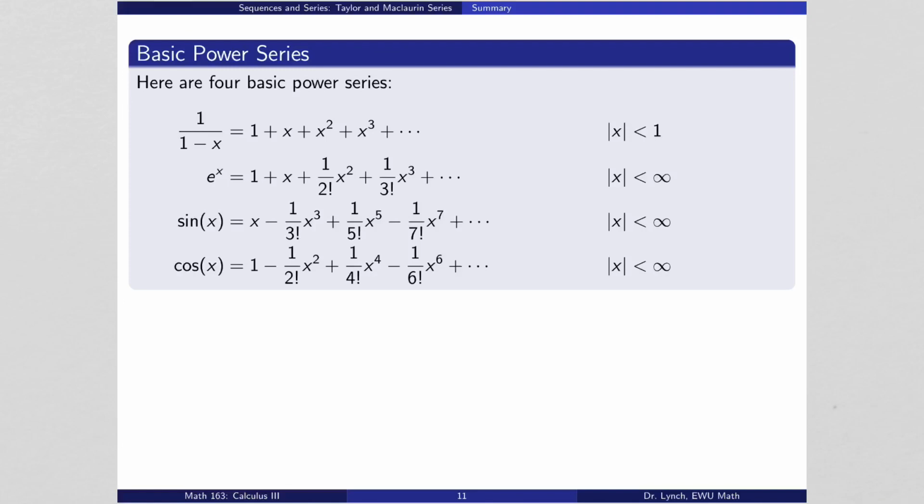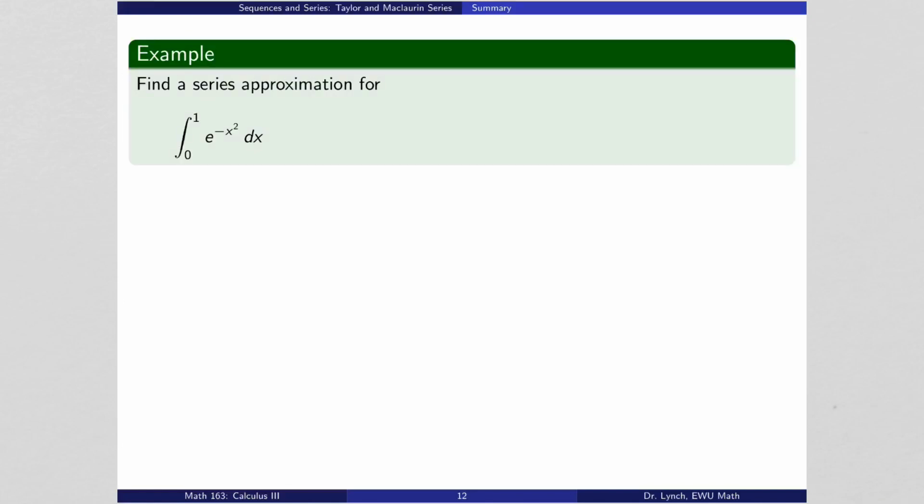So here's a perfectly good example. Let's go ahead and find a series approximation for the integral from 0 to 1 of e to the minus x squared dx. Now, if you recall, this function e to the minus x squared is an example of a function that has no elementary antiderivative. So our strategy here is going to be first to find a series expression for e to the minus x squared, and then integrate that series expression term-wise from 0 to 1.